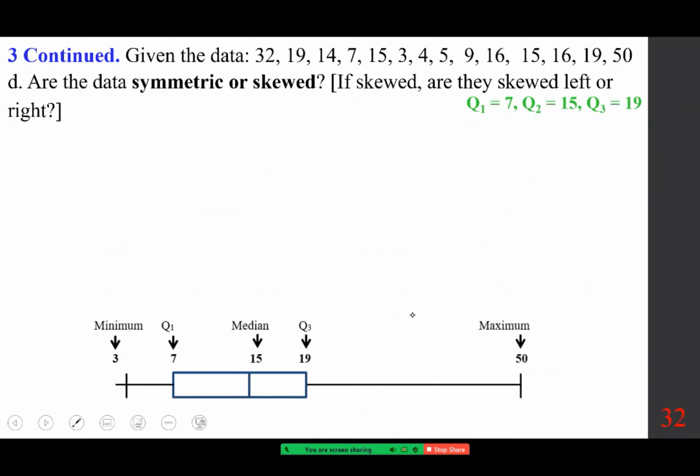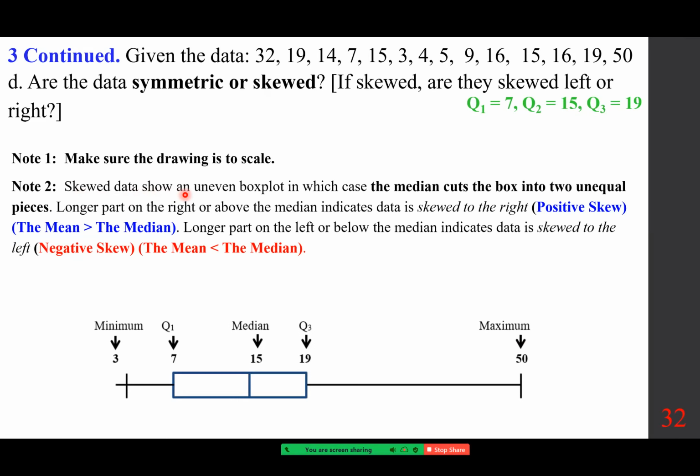We're going to continue on that thought, and we want to see if we are dealing with symmetric or skewed data. And so in order to answer that, you want to be very careful. Number one, make sure the drawing is to scale. So when you do the drawing, you have a number line, make sure this scale is followed so it can show you whether it's skewed or not. Number two, skewed data show an uneven box plot, in which case the median cuts the box into two unequal pieces. So the median shows two unequal pieces.